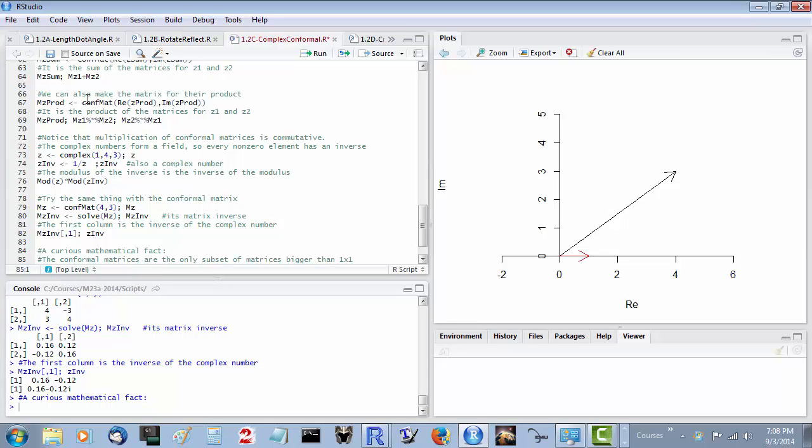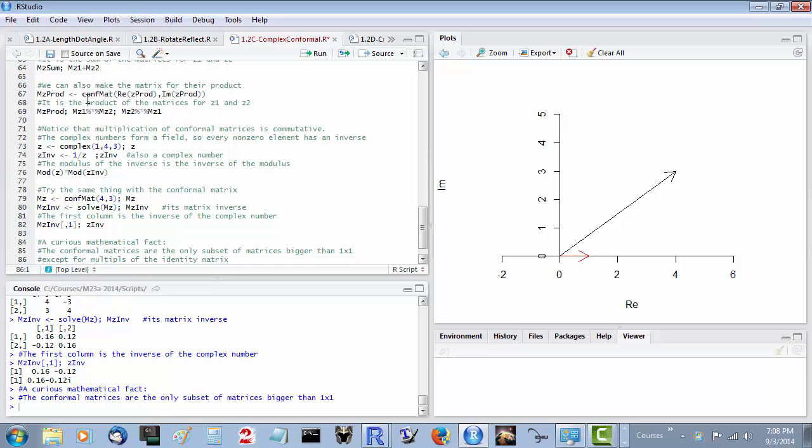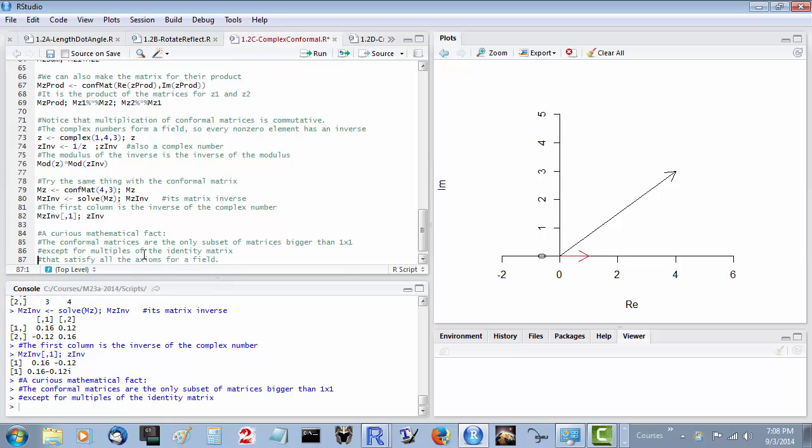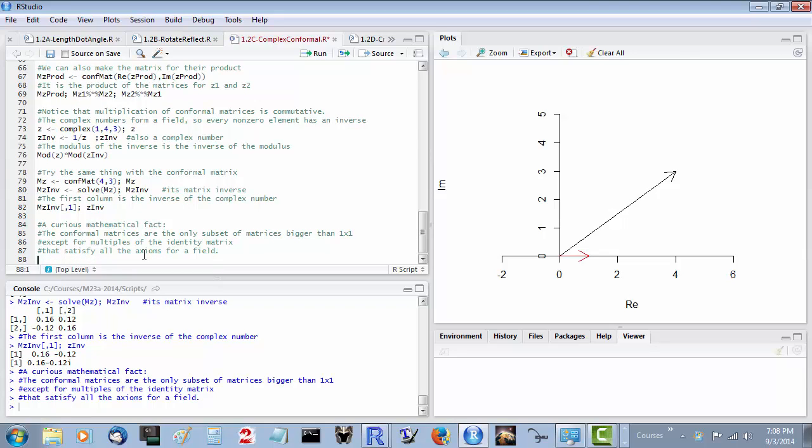If you're looking for matrices bigger than 1 by 1 matrices, and you are excluding the rather trivial case where the matrices are multiples of the identity matrix, the only way you can get a set of matrices that satisfy all the axioms for a field is by using these conformal matrices. The technical name for this is isomorphism. These 2 by 2 conformal matrices correspond precisely to complex numbers in a way so that addition and multiplication on the two sorts of mathematical objects produce corresponding results.